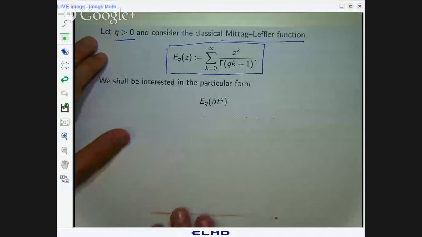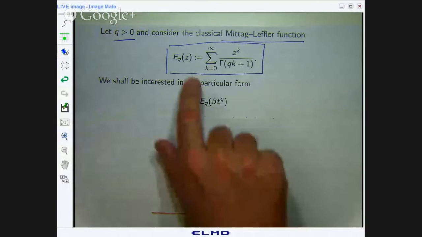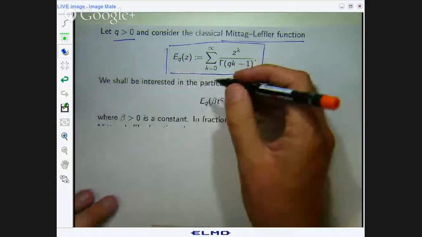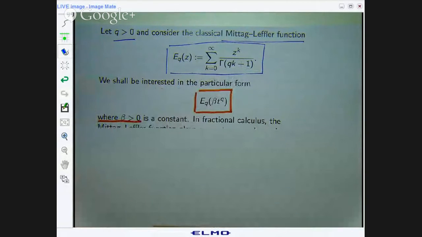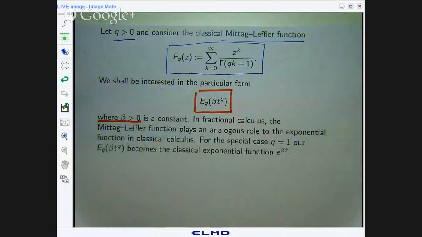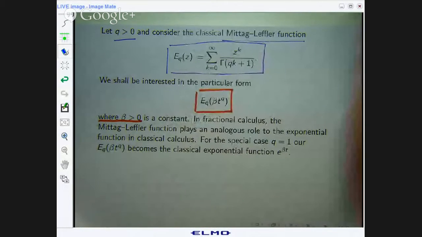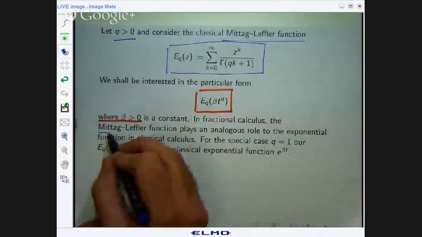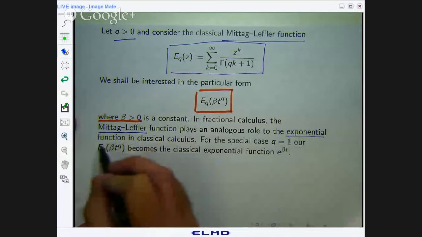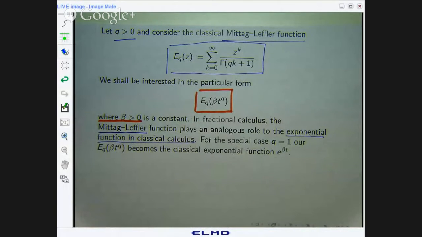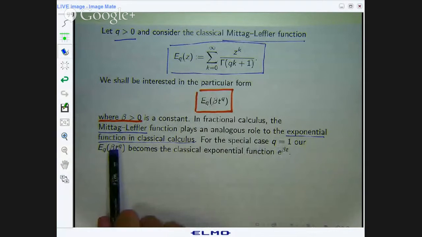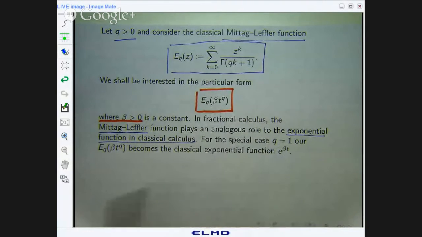Okay, now we're going to be interested in the following particular form where we just replace z with this, where beta's a constant. That particular form of the Mittag-Leffler function is going to be very useful. We'll come back to that. And like I said before, the Mittag-Leffler function is kind of like an exponential function when you talk about comparing classical calculus with fractional calculus. And for the special case Q equals 1, this becomes the special, well-known exponential function.